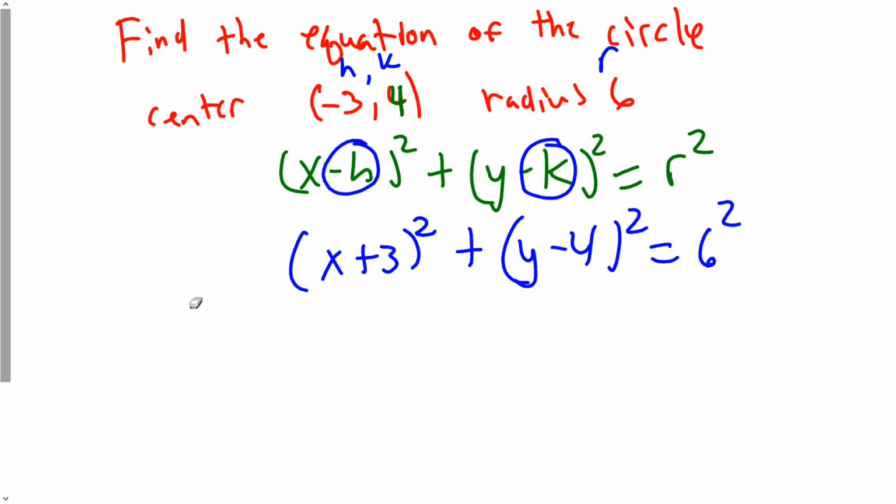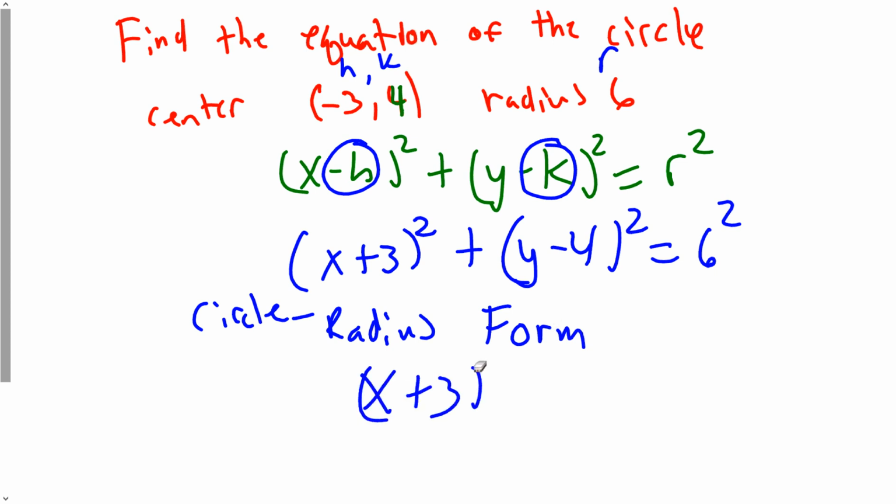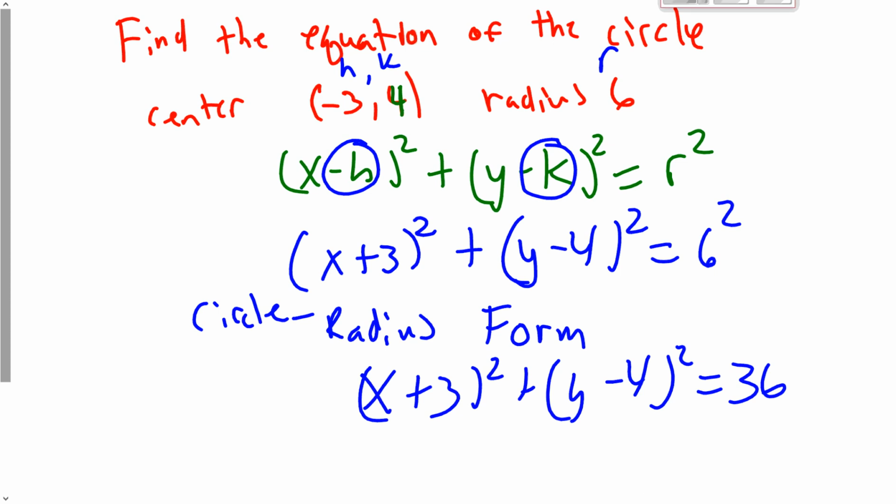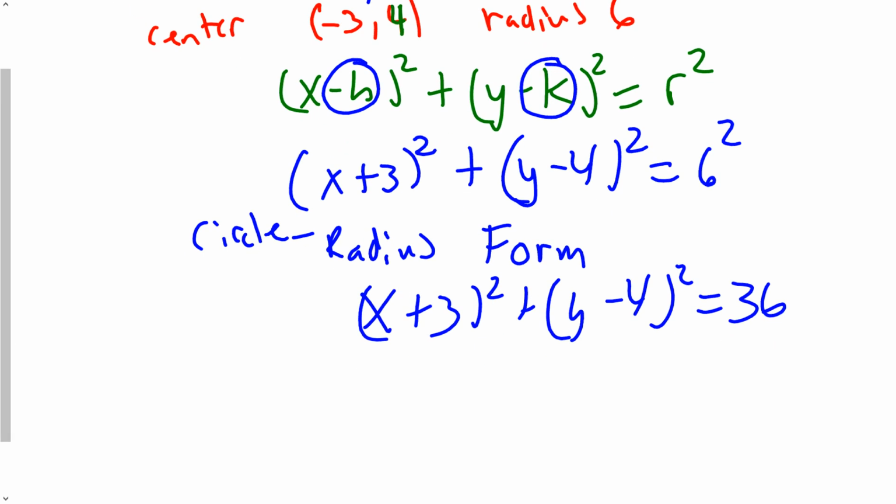So the center radius form, if they just ask you to write an equation for the circle, you can use this form unless they state they want it in general form. So (x plus 3) quantity squared plus (y minus 4) quantity squared equals 36. You don't have to do this unless they ask for the general form, but if we squared this and squared this and then set it equal to 0, we would get our general form.